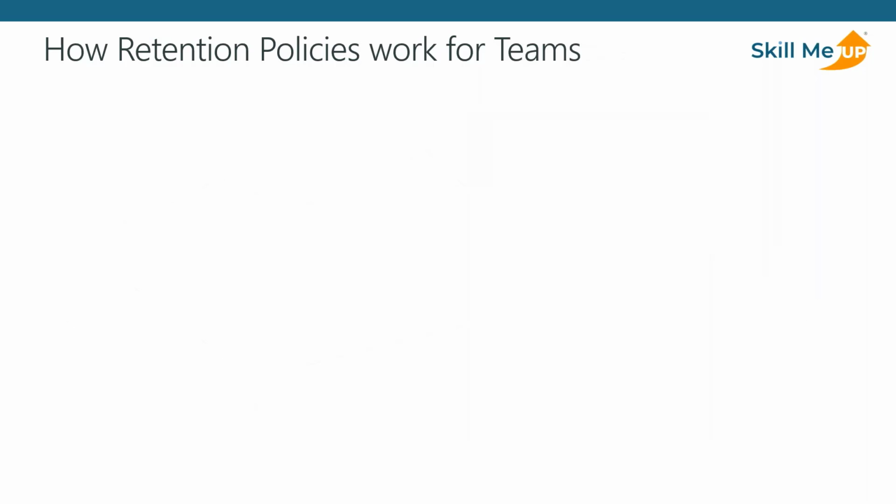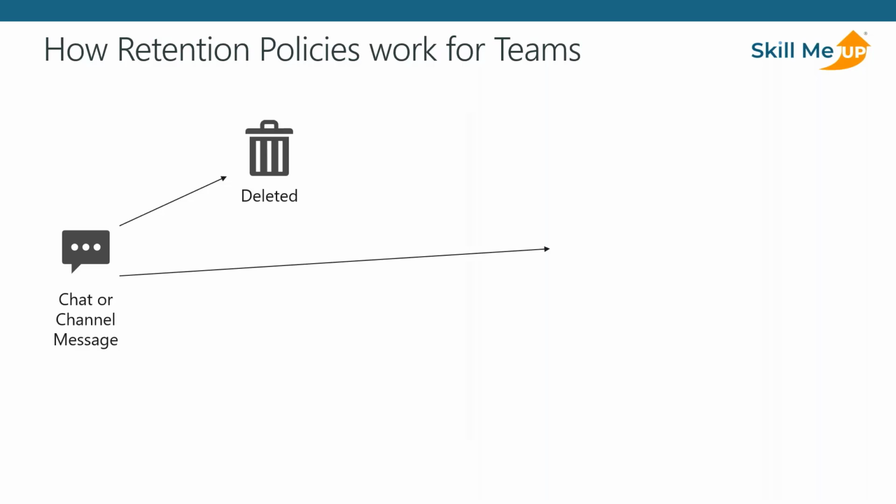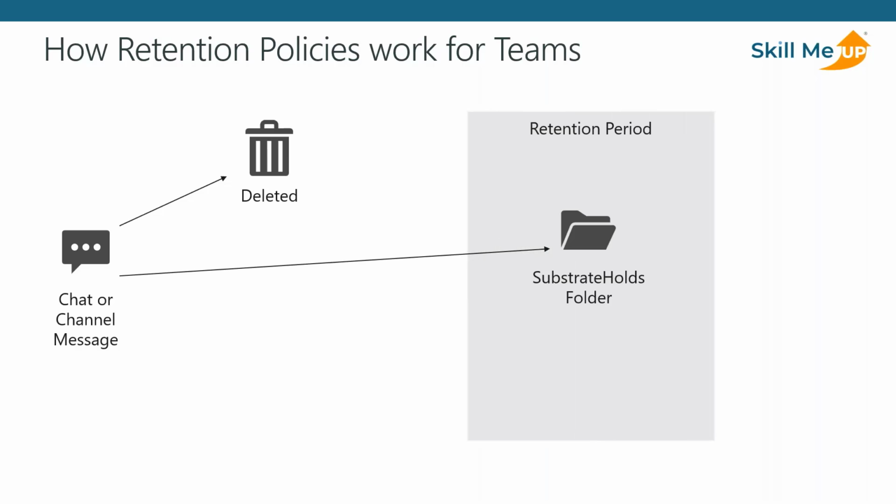So how do retention policies work for Microsoft Teams? Well, if a chat or channel message is modified or deleted by the user during the retention period, the message is moved to the substrate holds folder, where it's a hidden folder, and is stored until the retention period expires. Messages are permanently deleted on the day the retention period expires.